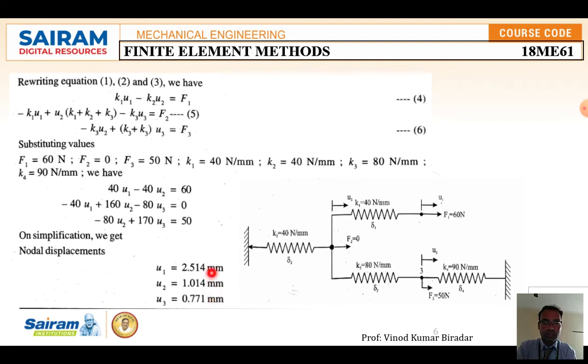Okay, so like this you have to solve the numerical problems on the minimum potential energy. Here you have to remember how you are going to consider the deflection values. That is very important here. Okay, so I hope you understand this.